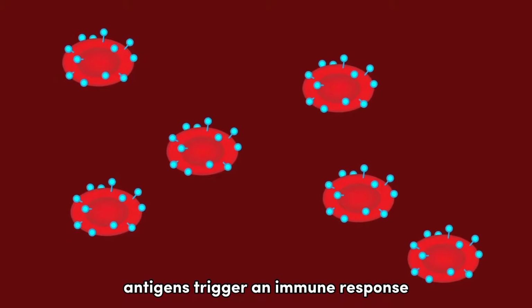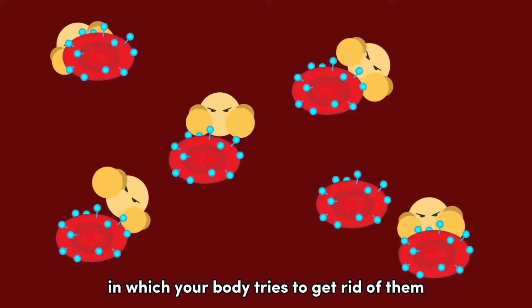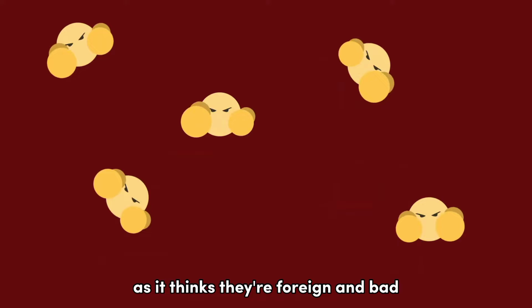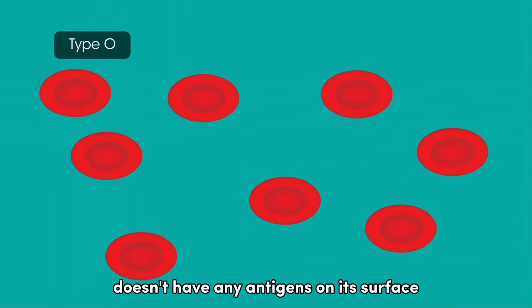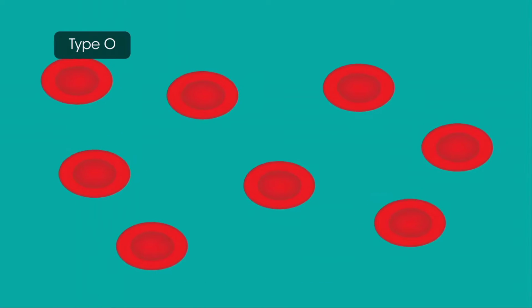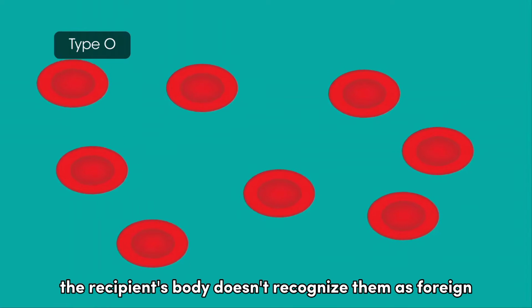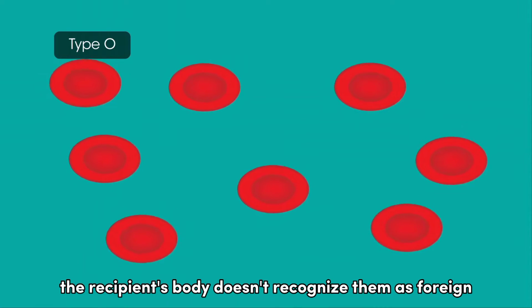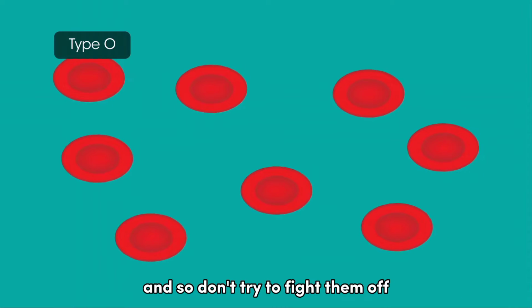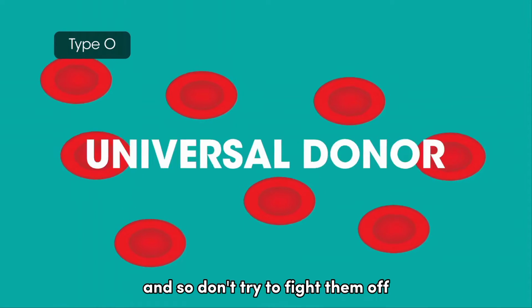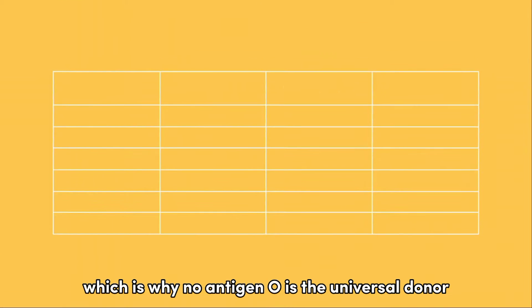Antigens trigger an immune response in which your body tries to get rid of them as it thinks they are foreign and bad. Because blood type O doesn't have any antigens on its surface, this means that when type O is donated to people from other blood groups, the recipient's body doesn't recognize them as foreign. And so it doesn't try to fight them off, which is why type O is the universal donor.